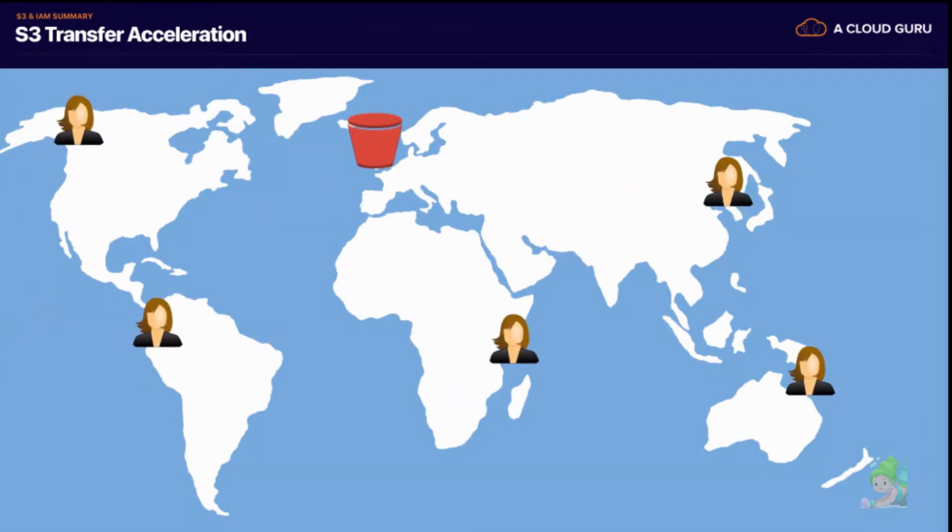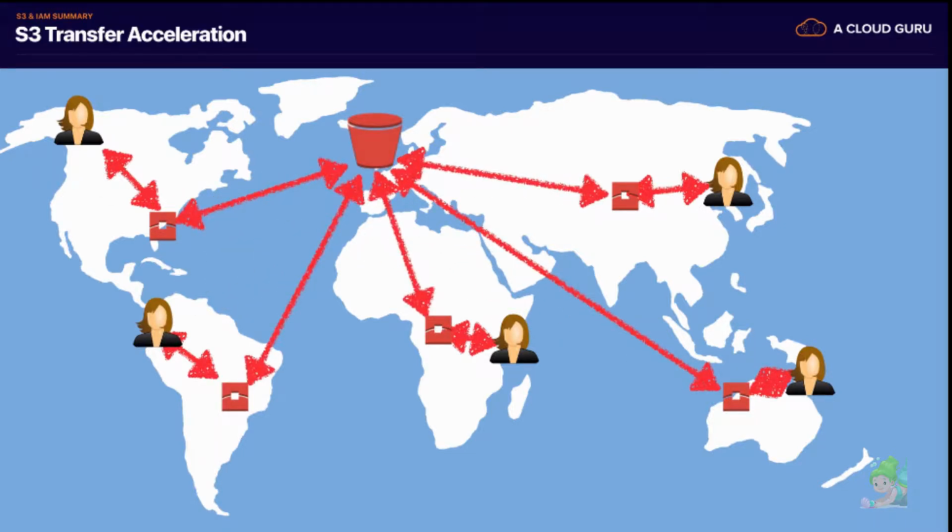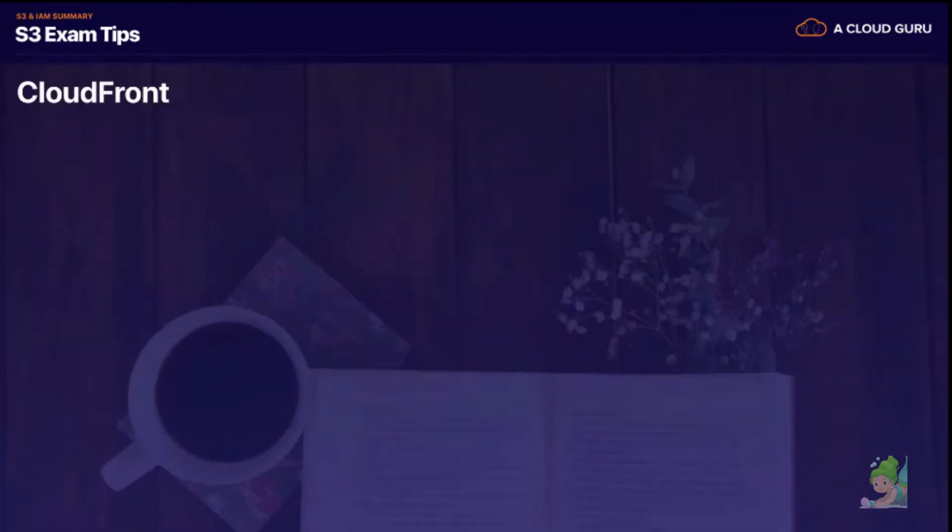Moving on to S3 transfer acceleration. So we have our users, they're all around the world. We have our edge locations. Our users will upload their files to the edge locations first, and then those files will go over the AWS backbone network to S3. And we saw how mostly it can improve speed and performance. So if you do need to increase the performance of your users being able to upload files to S3, look at S3 transfer acceleration.